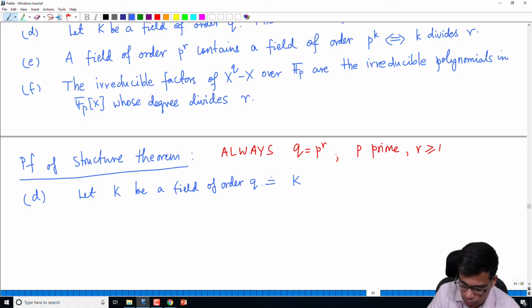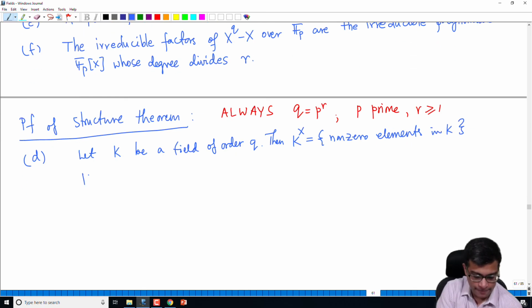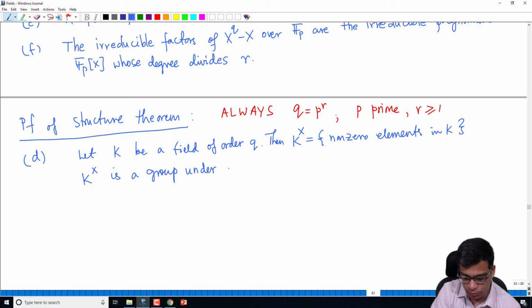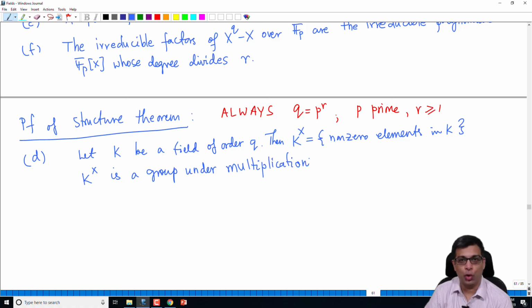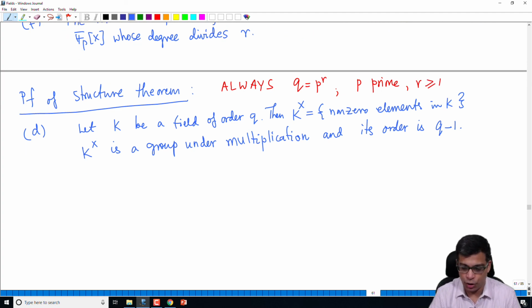Then K cross, let's say, is the set of non-zero elements of K. So this is a group. By the definition of a field, K cross is a group under multiplication. Every non-zero element has an inverse, so it becomes a group under multiplication, and its order is q minus 1. Because K has q elements, you remove 0, so it has q minus 1 elements. So it's a multiplicative group of order q minus 1.